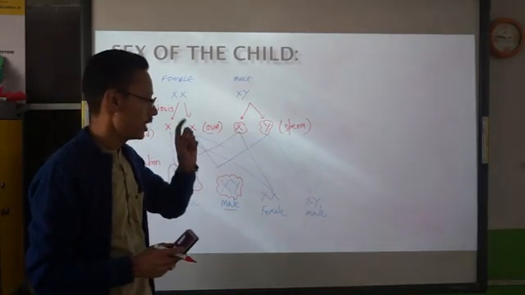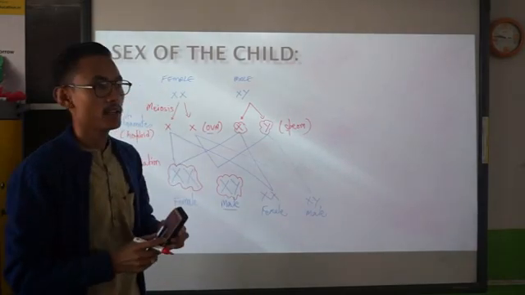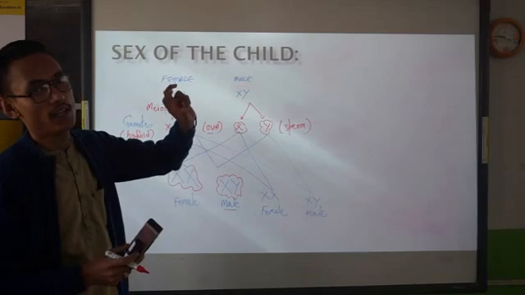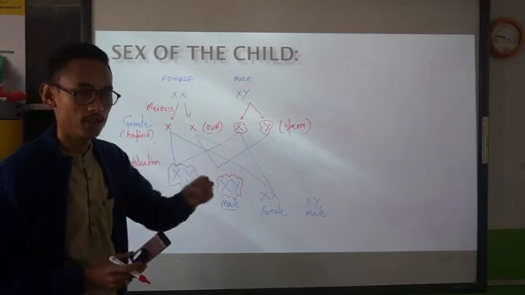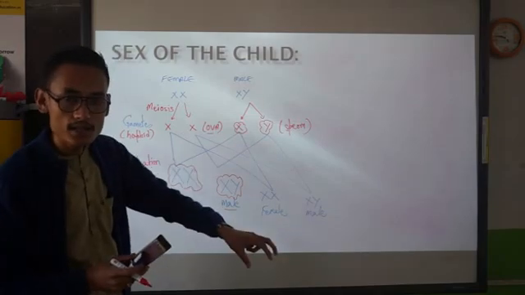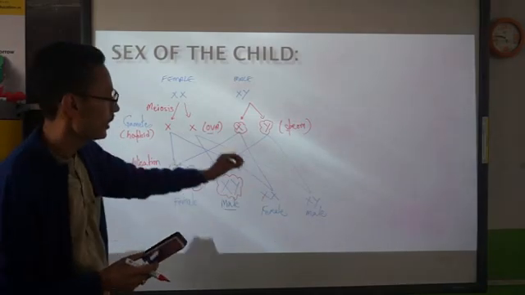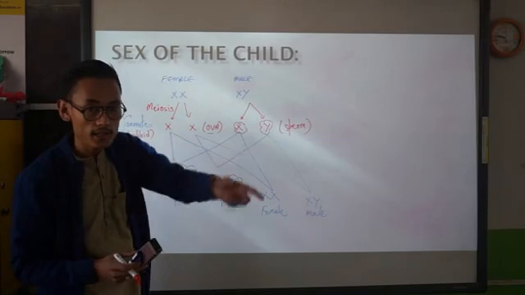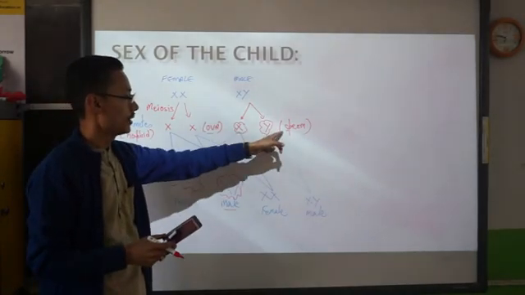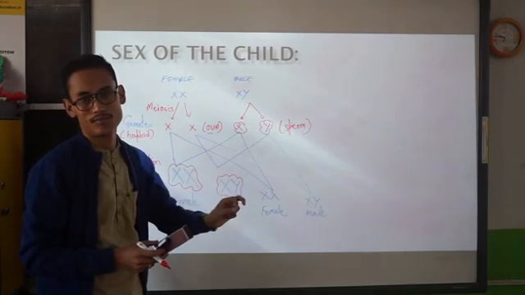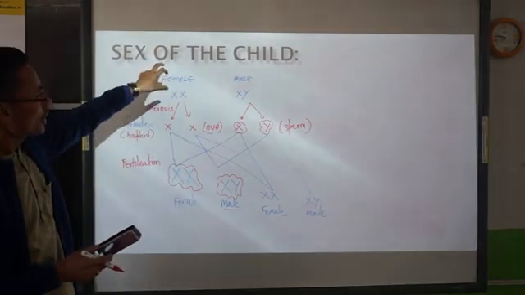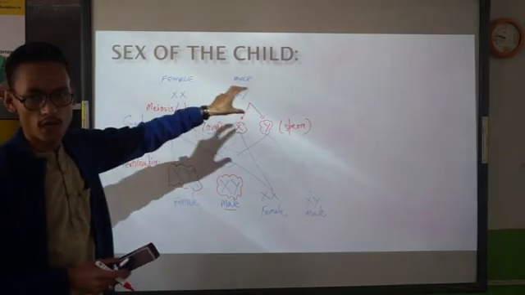Clear? So remember carefully that the sex of the child is dependent on the type of sperm that will fertilize the ova, and therefore the respective zygote will either develop into the male sex or into the female sex, depending on whether it is fertilized by the sperm bearing X chromosome or by the sperm bearing Y chromosome. Clear? So by this way we have finished the sex determination of the child.